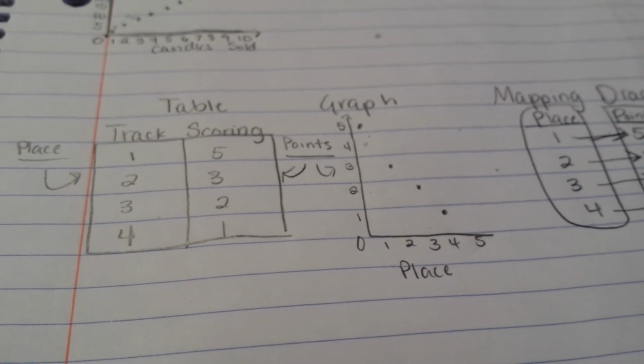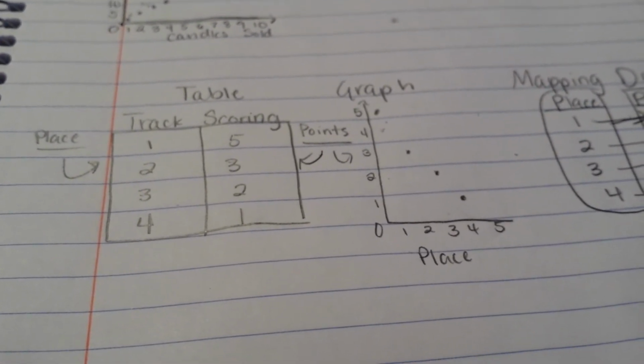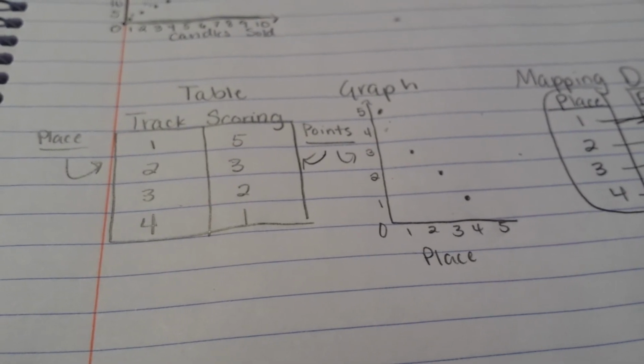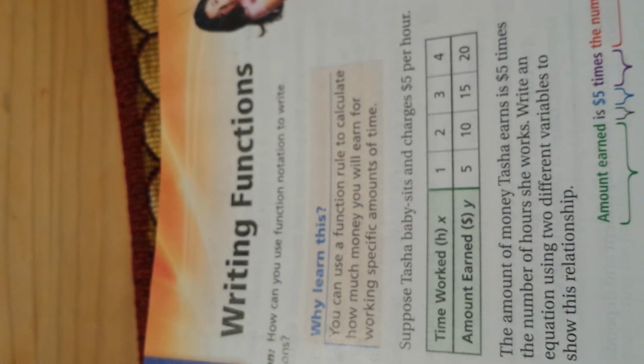So in the track meet example, the domain is 1, 2, 3, and 4, and the range is 5, 3, 2, and 1. Moving on to the last session or lesson today, we're just going to do a recap of the sections that we've learned in the book. So we've already learned graphing relationships, relations and functions, and now we're moving into writing functions.